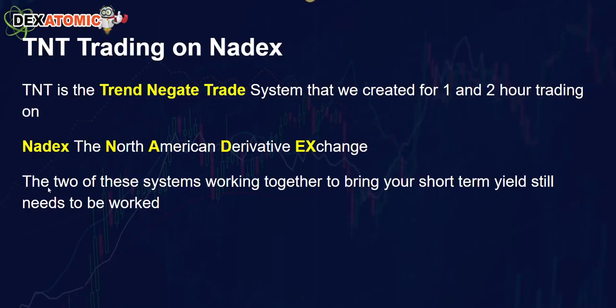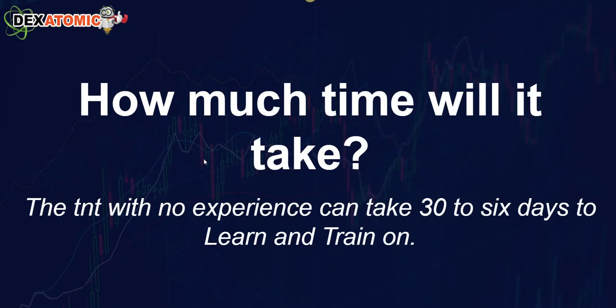Okay, so let's talk about the TNT trading system. Of course, one of the things you have to ask is how much time will it take? Well, the TNT, with no experience whatsoever, can take 30 to 60 days to really get under your belt, because you have to learn it and you have to train on it.